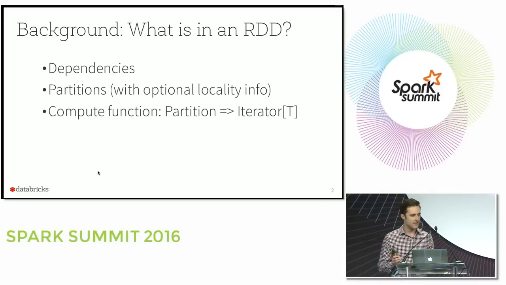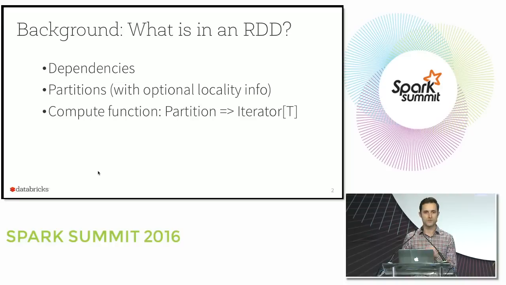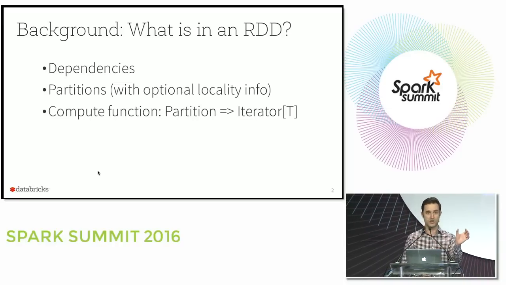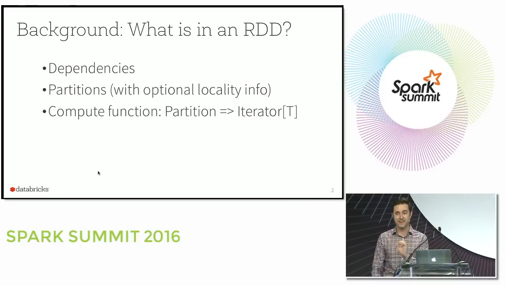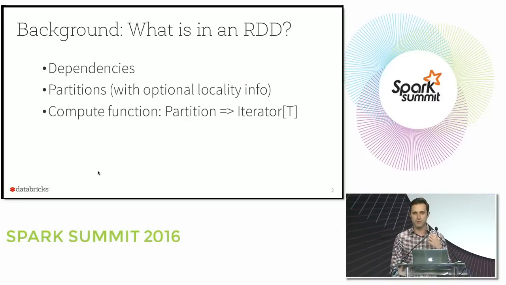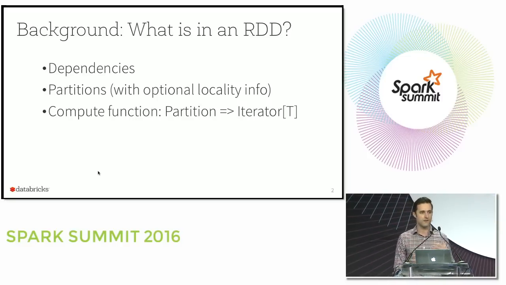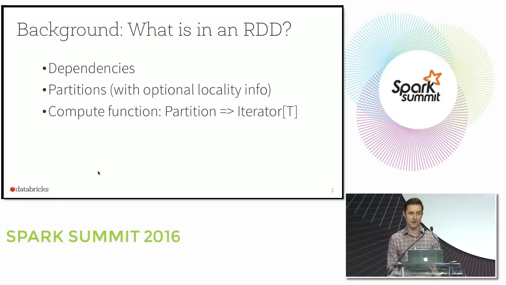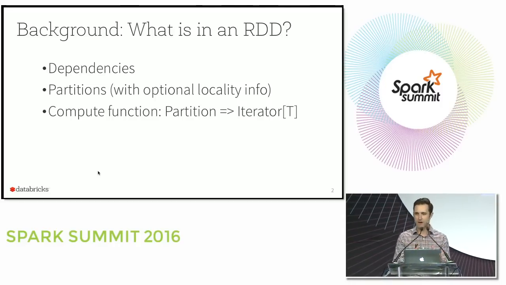And then finally, you have this compute function, which is really just a function that goes from a partition description. It could just be the name of a file, or it could be an index or something like that. Given this partition, it needs to produce an iterator of the data that's actually going to be stored inside of the RDD. So this is a pretty simple API, and that's really where its power lies.